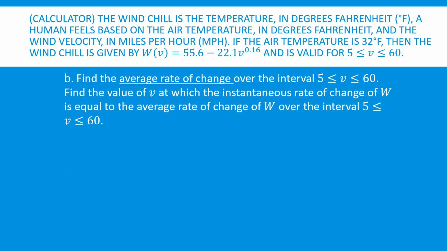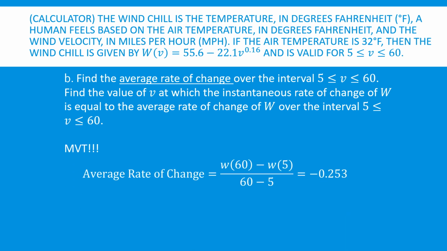Part B says find the average rate of change over the interval from 5 to 60. Again, average rate of change is simply your y2 minus y1 over x2 minus x1. And then it says find the value of v at which the instantaneous rate of change, so the derivative of W, is equal to the average rate of change. Anytime they're talking about instantaneous rate of change equaling your average rate of change, you know they're talking about the mean value theorem.